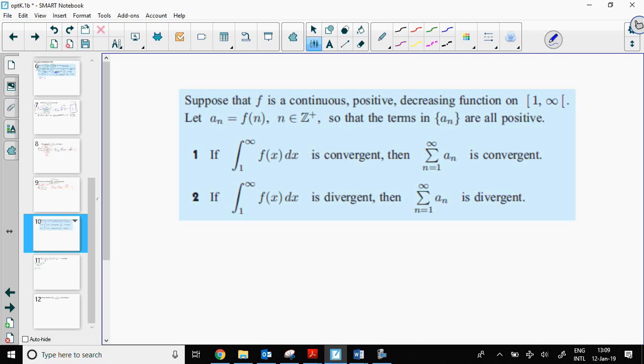Rewind for just a moment. I'm going to need to show that my function is continuous, positive, and decreasing. Okay, compare that to last video. We thought about sequences being monotonically increasing or decreasing and also bounded. Well, this is going to be a function which is monotonically decreasing, but is also bounded below as it must be positive.